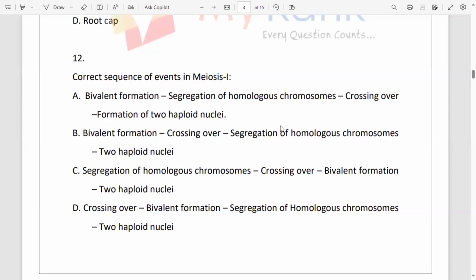Bivalent formation, crossing over, segregation of homologous chromosomes, two haploid nuclei. This looks to be correct, but let us check the other two options. Coming to C, segregation of homologous chromosomes, crossing over, bivalent formation, two haploid nuclei. So bivalents are formed, then crossing over occurs, then segregation. So this cannot be correct. Crossing over in the starting also cannot be correct. So A, C, D are not correct. Therefore, B would be the correct one.